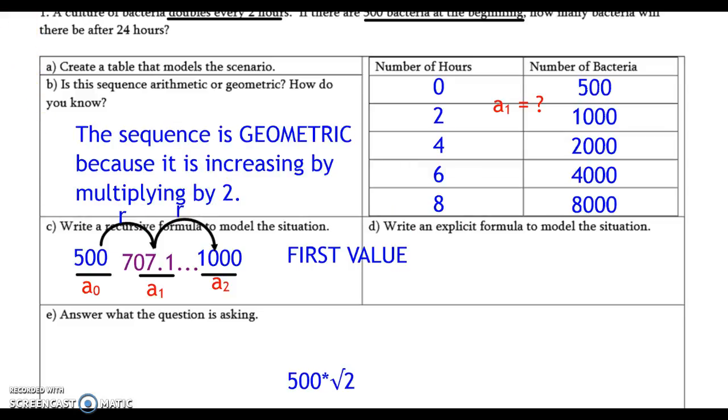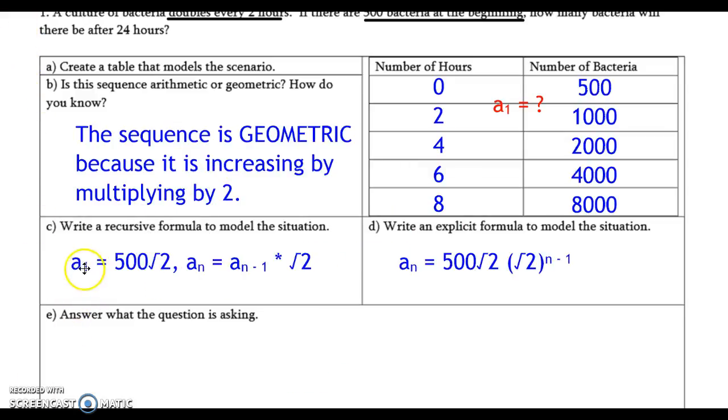All right, check your answers. We know that the recursive formula has two parts, the starting value and the pattern. I'm telling you that the starting value is 500√2, and the pattern is take the previous term, multiply by √2 to get the current term. We also know that the explicit formula only has one piece, but it's composed of a_n equals a_1 times r to the n minus 1. So now we're done with the recursive and explicit formulas.